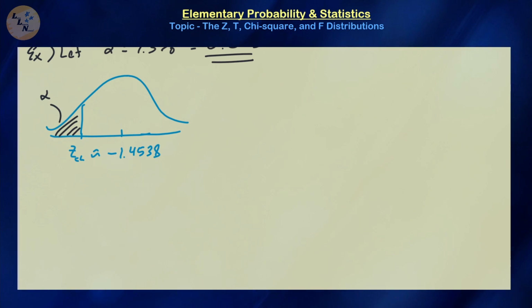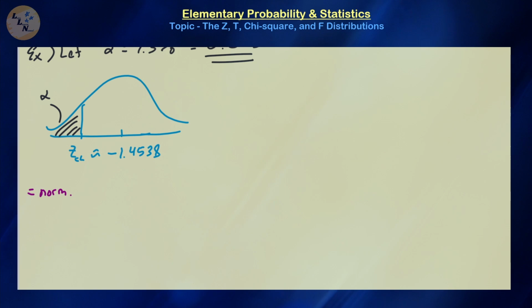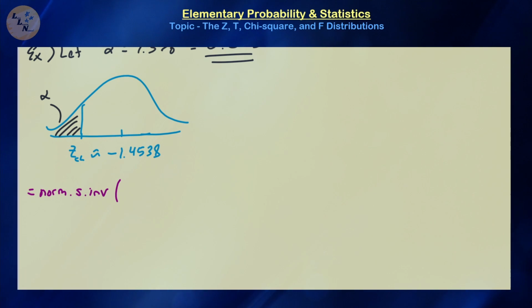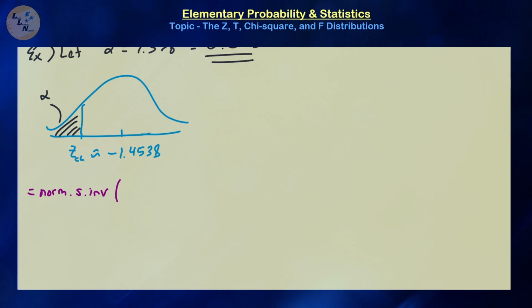In Excel, you can use the function norm.s.inv. Norm stands for normal, S stands for standard, so standard normal, and INV just means we're doing an inverse problem. That is, I'm giving you a probability, and you're giving me a domain value, instead of me giving you a domain value and you giving me a probability. So we're sort of working backwards. That's going to be equal to norm.s.inv of the alpha value you're associated to, and make sure that is a number between 0 and 1.